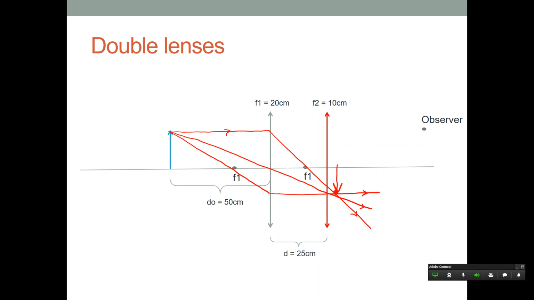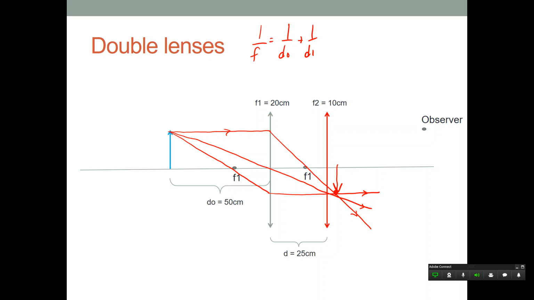All right, we have some calculations to do now. I want to figure out what the distance is between this lens and my image that I just found. Again, I'm still ignoring F2. I haven't even considered it. So I'm looking for the distance from the original lens. What formula do I need to use? Well, that's the only formula we have. So 1 over F is equal to 1 over DO plus 1 over DI.